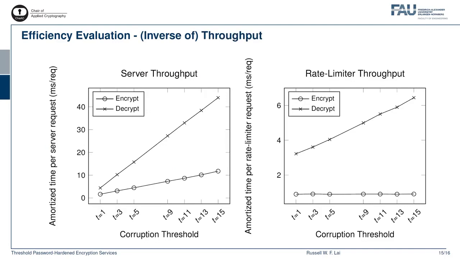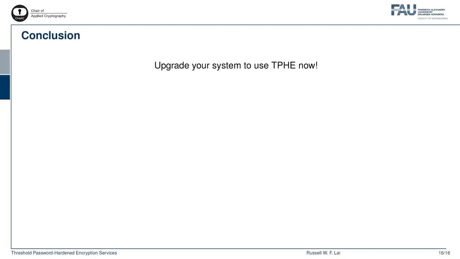In terms of throughput, we can see that the amortized time per request for both encryption and decryption, for both the server and the rate limiters, scales linearly with the corruption threshold T. To conclude, if you own a system which uses password authentication, you should upgrade your system to use TPHE now.